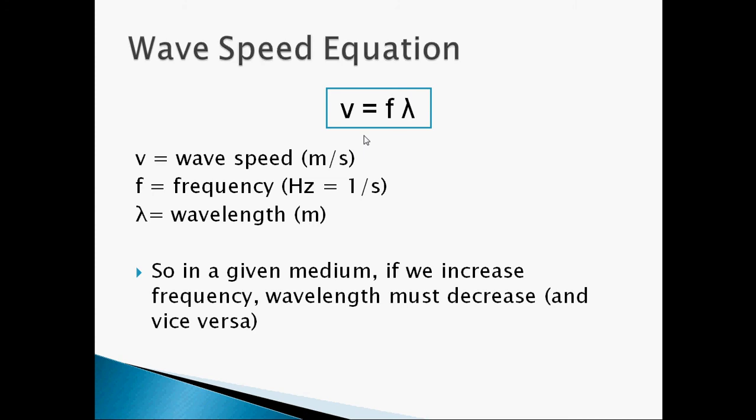Okay, so we can determine the speed of a wave, which is going to be a constant for a given medium, by multiplying the frequency times the wavelength.